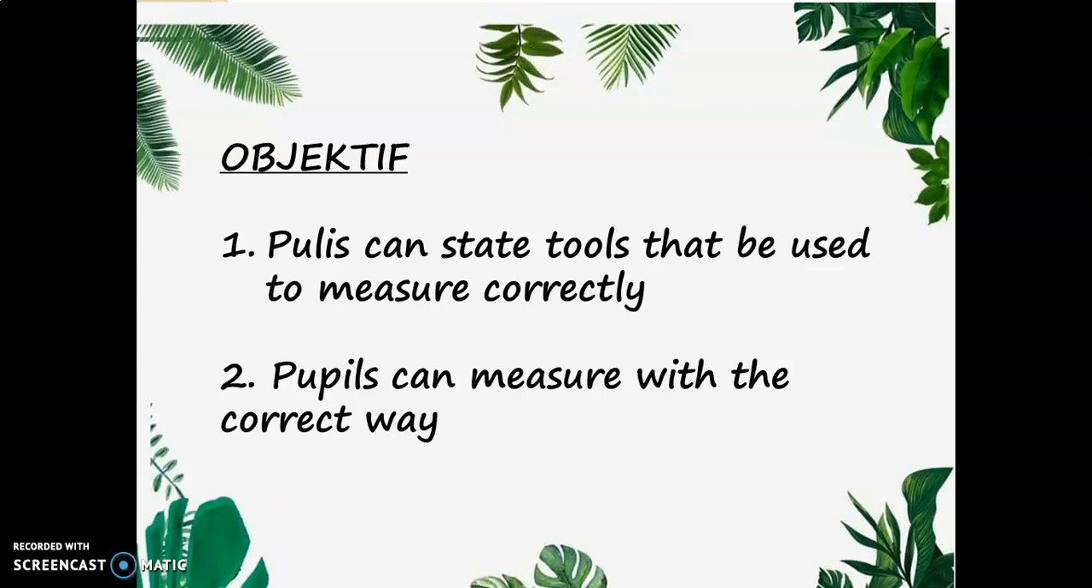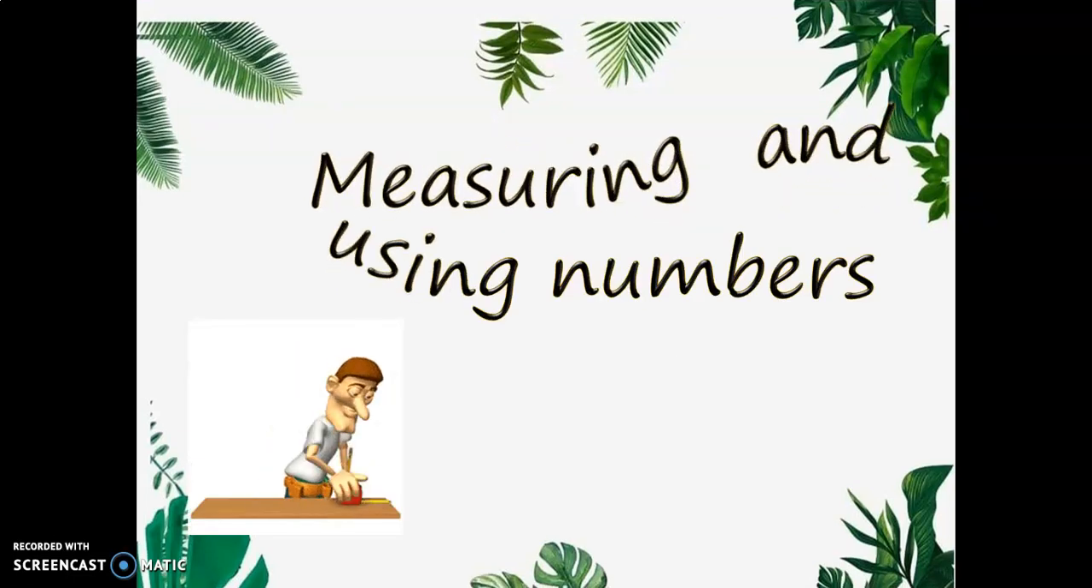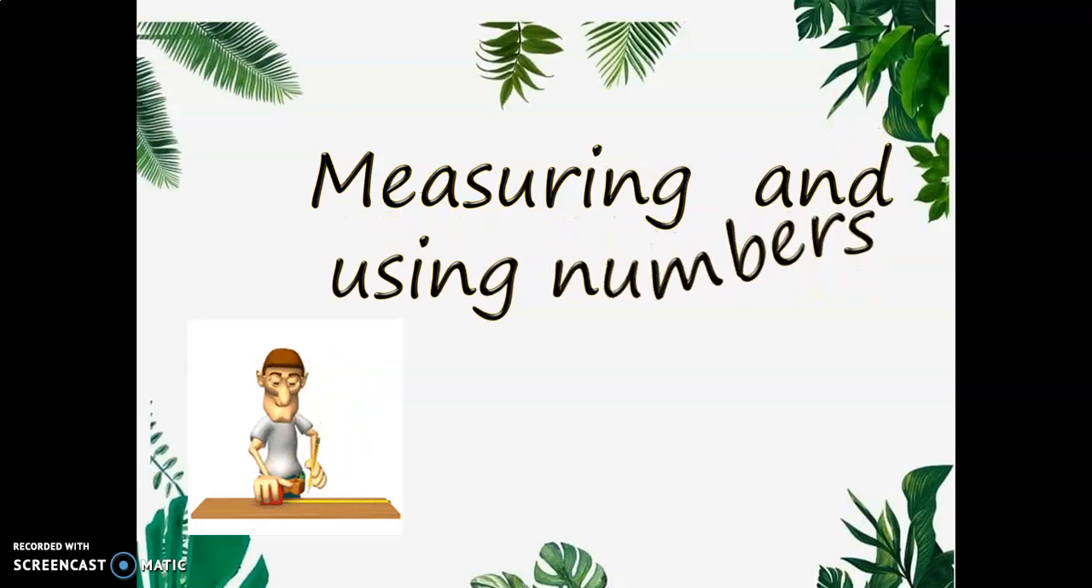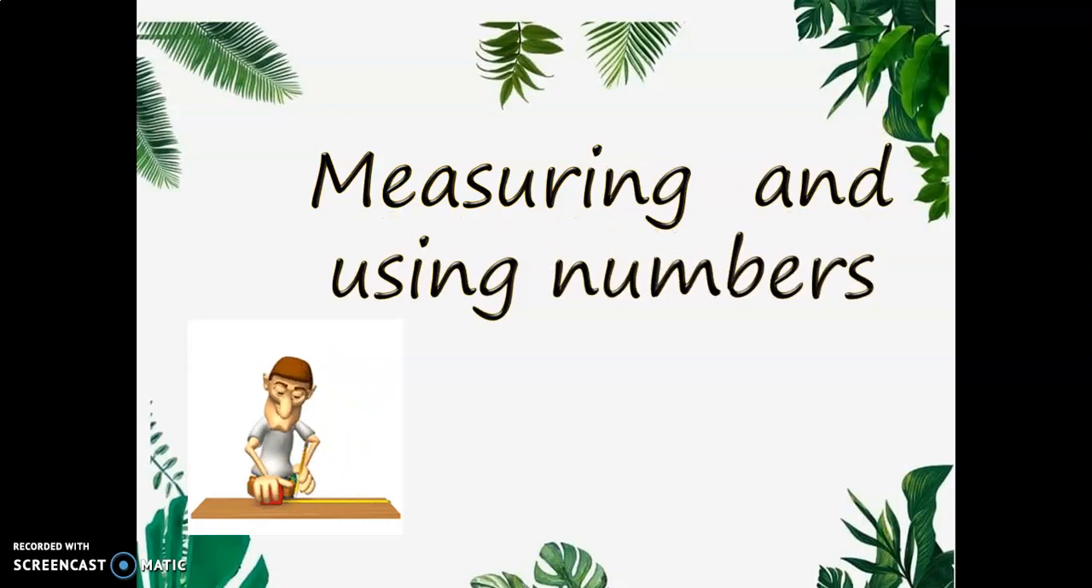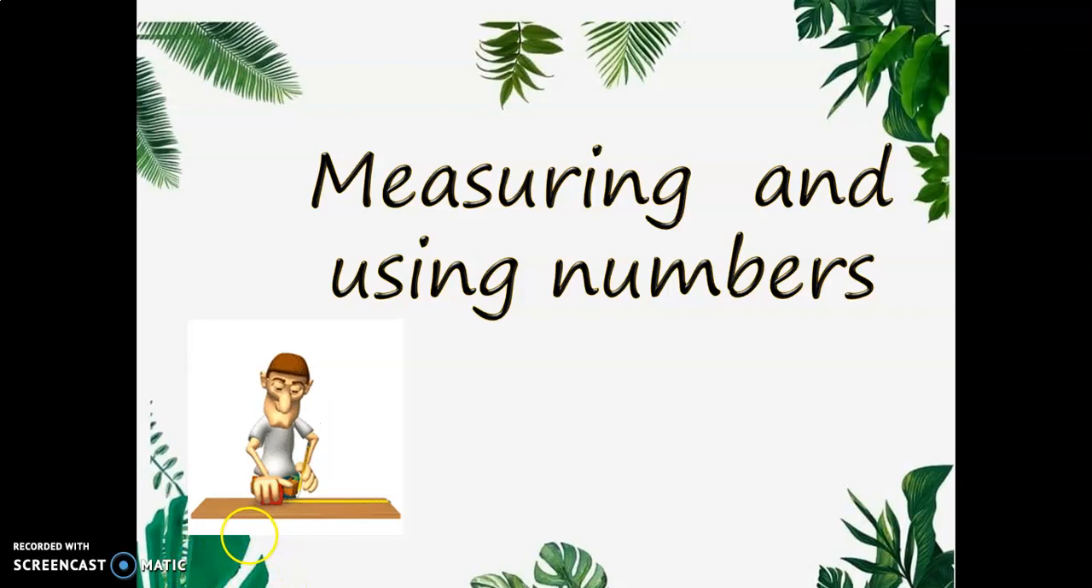Okay, boleh cikgu teruskan? Okay, now our topic for today is under science process skill, which is measuring and using numbers. Measuring. What is measuring? Actually, measuring is we count or we measure some things in our daily life. For example, you look at the uncle below. He is measuring using numbers. Maybe he is a carpenter.